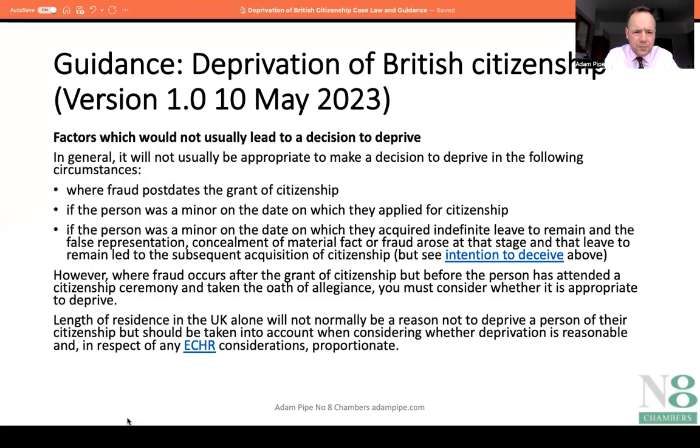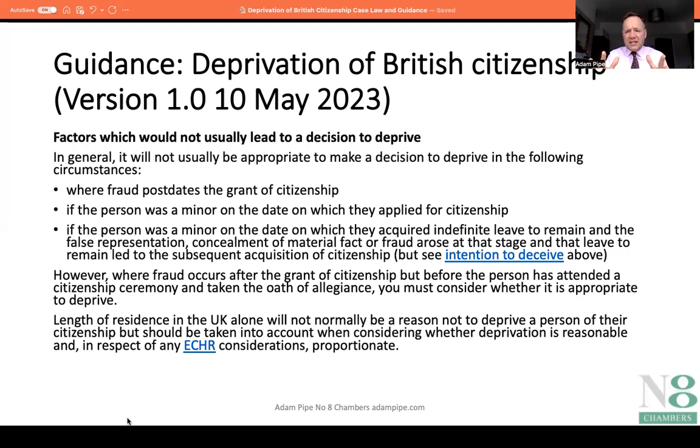And then finally, factors which would not usually lead to a decision to deprive: fraud that postdates the grant of citizenship; if the person was a minor on the date on which they applied for citizenship; if the person was a minor on the date on which they acquired indefinite leave to remain, and the false representation, concealment of material fact or fraud arose at that stage, and leave to remain led to the subsequent acquisition of citizenship.